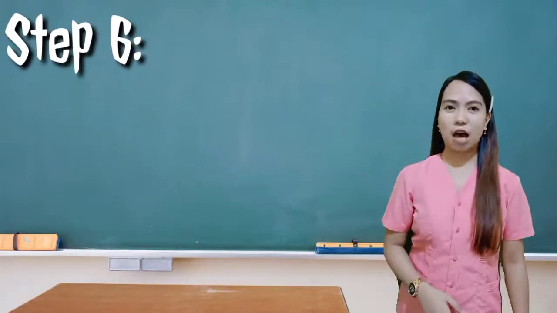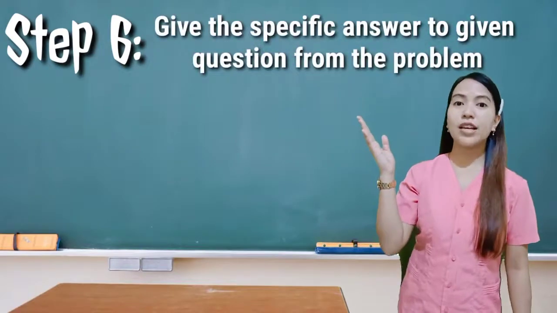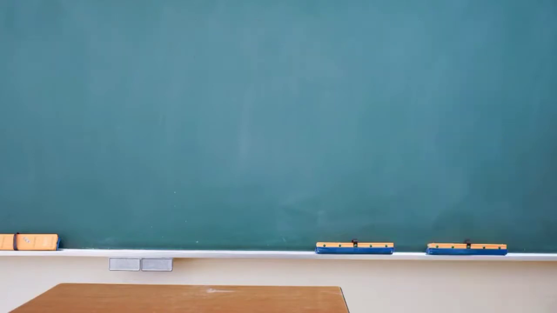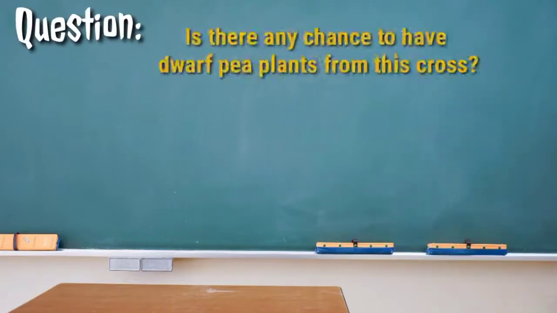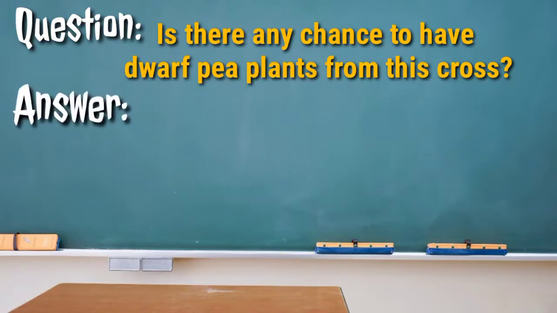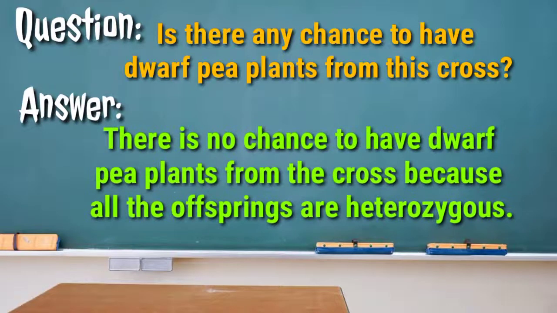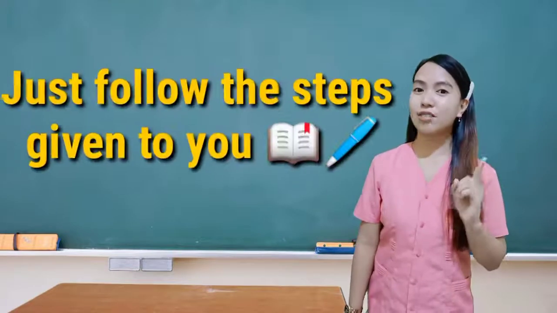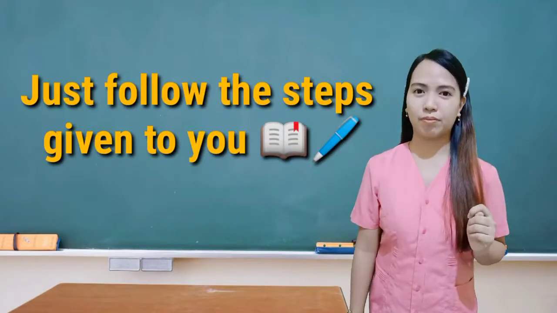And for our last step, give the specific answer to the given question from the problem. In our example, the question is, is there any chance to produce dwarf pea plants from this cross? The answer would be, there is no chance to have dwarf pea plants from the cross because all the offspring are heterozygous. Very easy, right? Just follow the steps given to you.